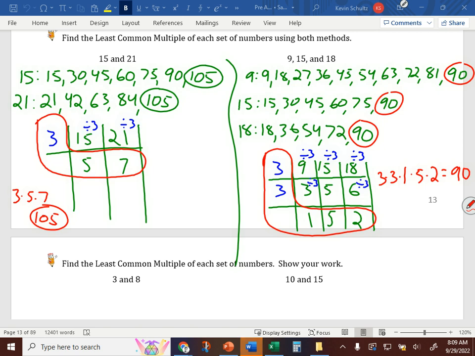Okay? Josie was correct in saying that if I had multiplied my 3 by 5 by 6 here, I would have gotten 90 also. That's just a coincidence. Okay? That won't happen every time. So we do want to break it down further to get that L. All right?